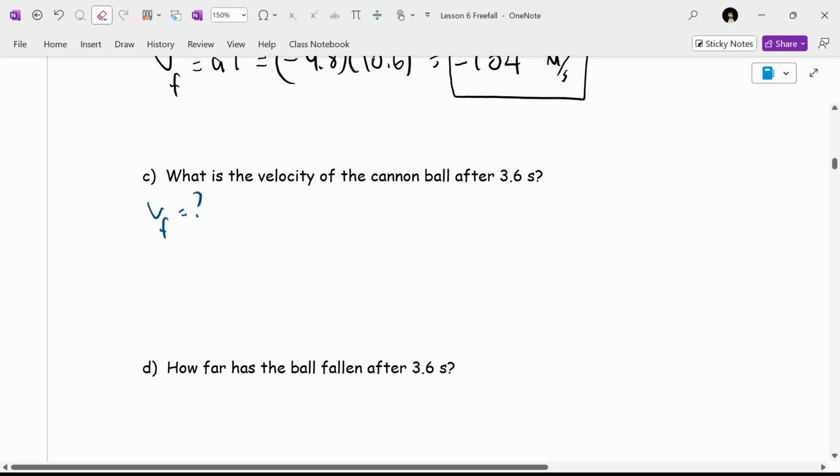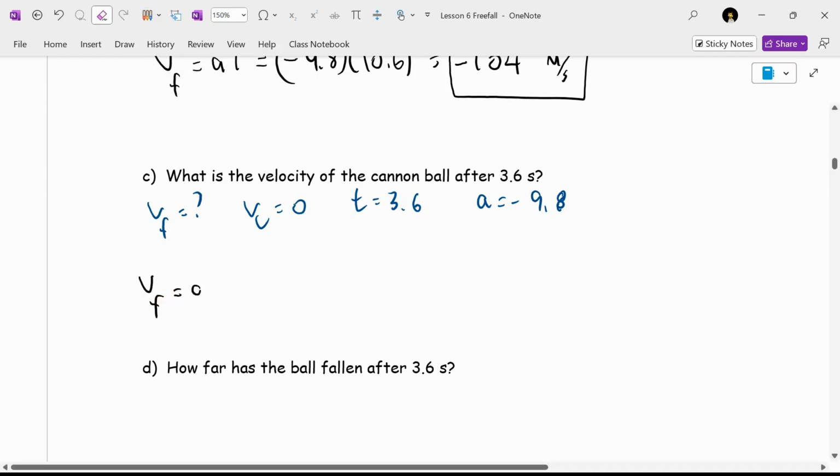Is VI still 0? I think it's still dropped. Is T still 10.6? No, so let's adjust our data: 3.6. Over in free fall, what's the acceleration? Which equation?